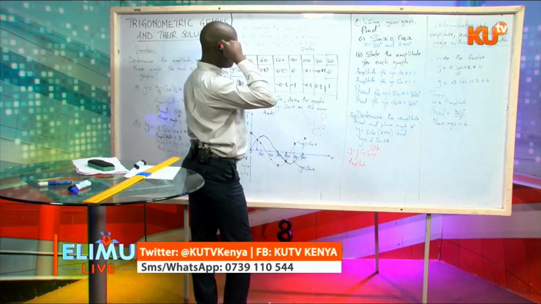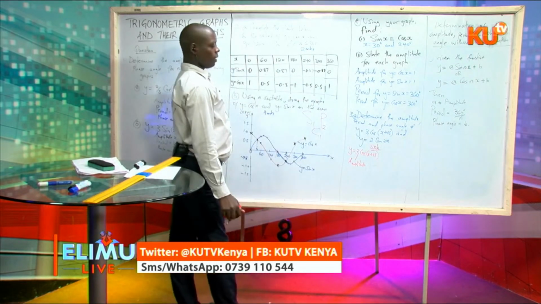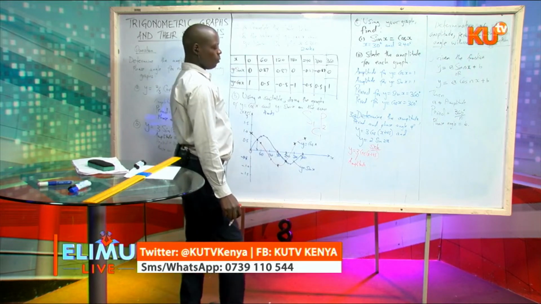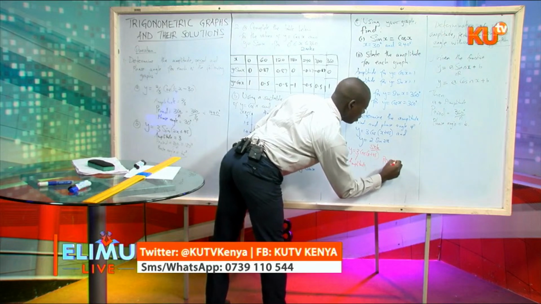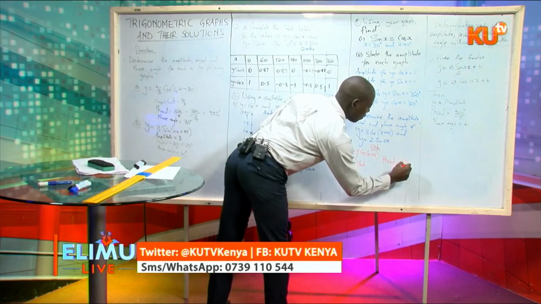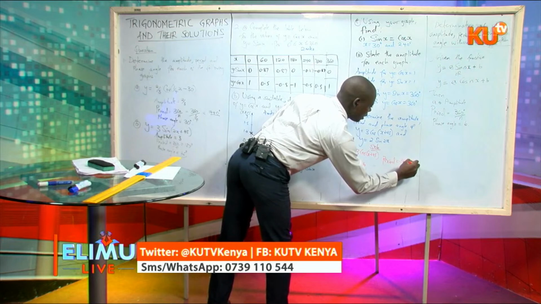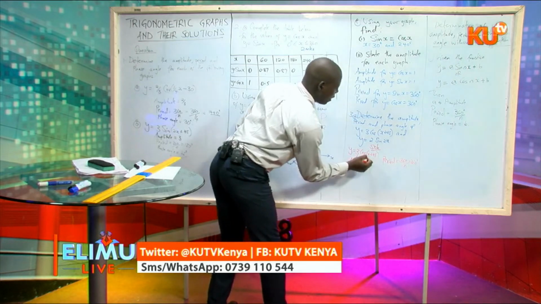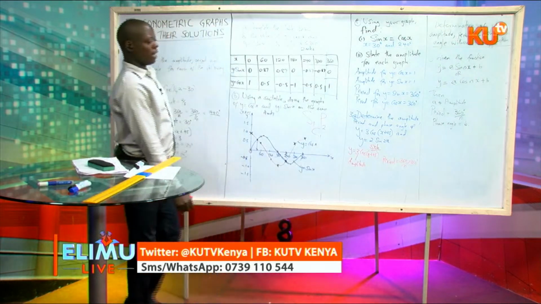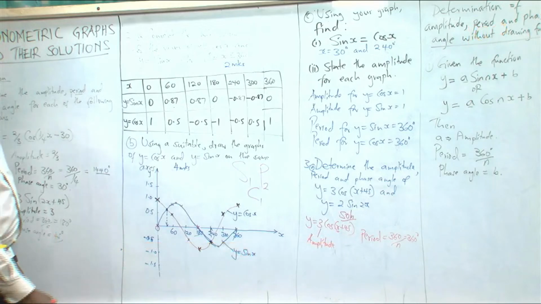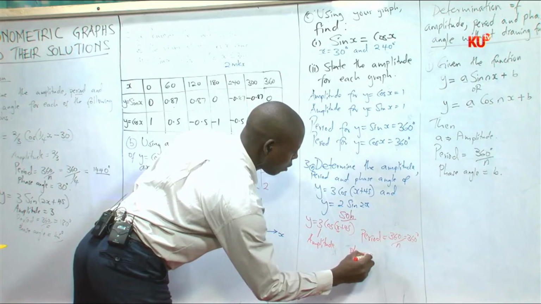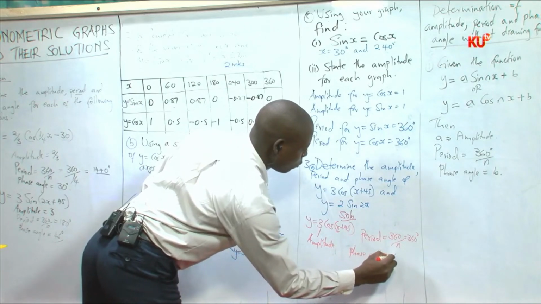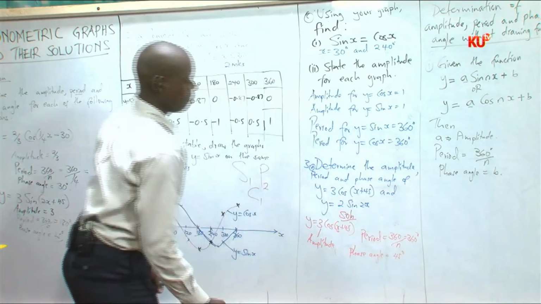And the coefficient of x, which is 1, gives us the value that will help us get the period, which is 360 over n. So in this case, it is 360. The coefficient of x is 1, so it's 360 degrees. And the phase angle will be equal to 45 degrees.